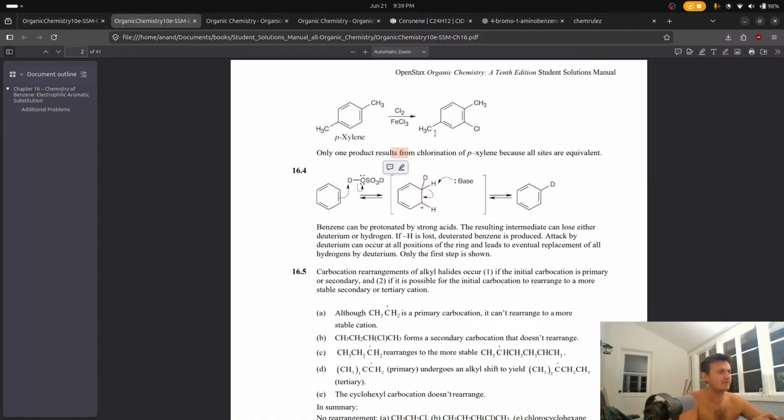Benzene can be protonated by strong acids. The resulting intermediate can lose either deuterium or hydrogen. If H is lost, deuterated benzene is produced. Attack by deuterium can occur at all positions of the ring and it leads to the eventual replacement of all hydrogens by deuterium.